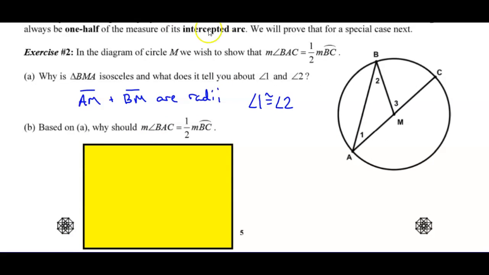So based on that fact, why should it be true that angle BAC is half of BC? Now if you think you can reason through this, go ahead and do that. Why is angle 1 half of arc BC based on these two facts here?